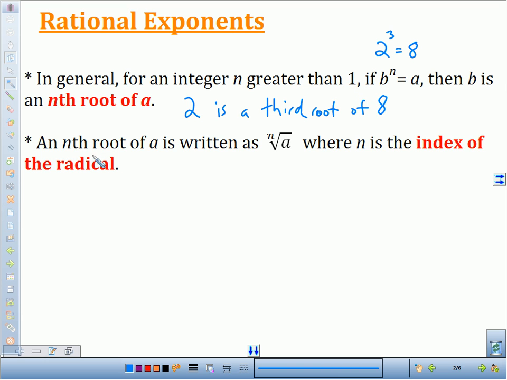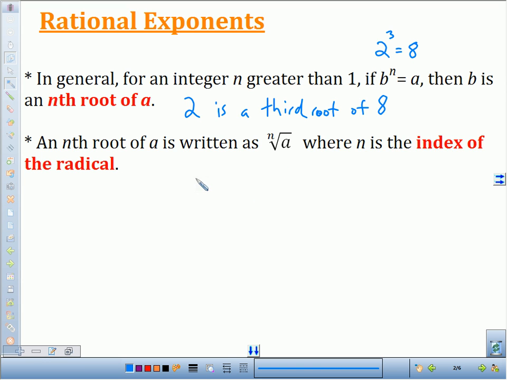An nth root is written this way. We have our radical sign, remember from square roots, with a little n above the radical sign just to denote what n would be, with a underneath the radical. N, in this case, is the index of the radical.